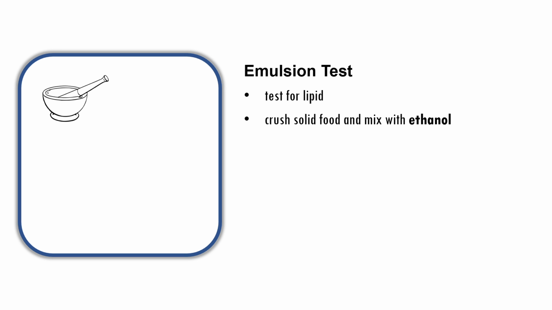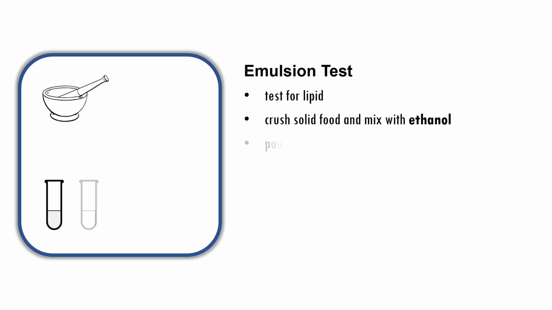Finally, let's look at the emulsion test for lipids. If the food sample is solid, like nuts, cheese, or butter, it should first be crushed to increase the surface area, then mixed with ethanol to dissolve the lipids. If the food is already a liquid, like oil or milk, you can simply shake it with ethanol.